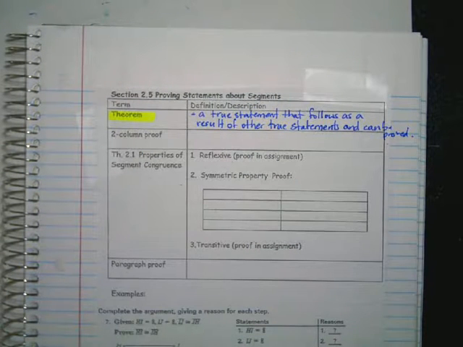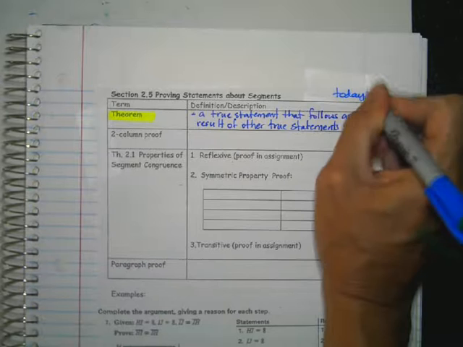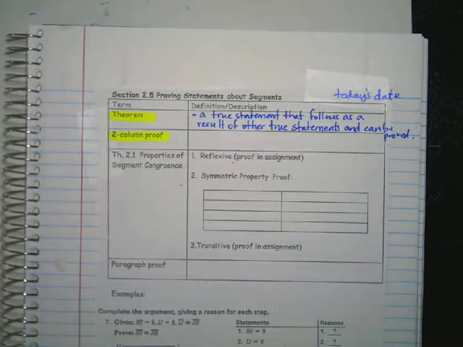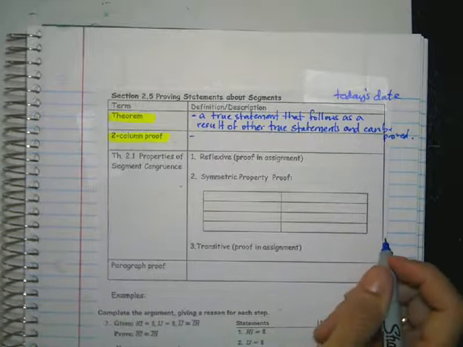All right, and don't forget to put today's date at the top of your paper, so that we have that. The next thing is a two-column proof. Pretty much everything that we do is going to be in two-column proof format. There are other formats as well, but this is one of the most popular ones that we use in geometry.